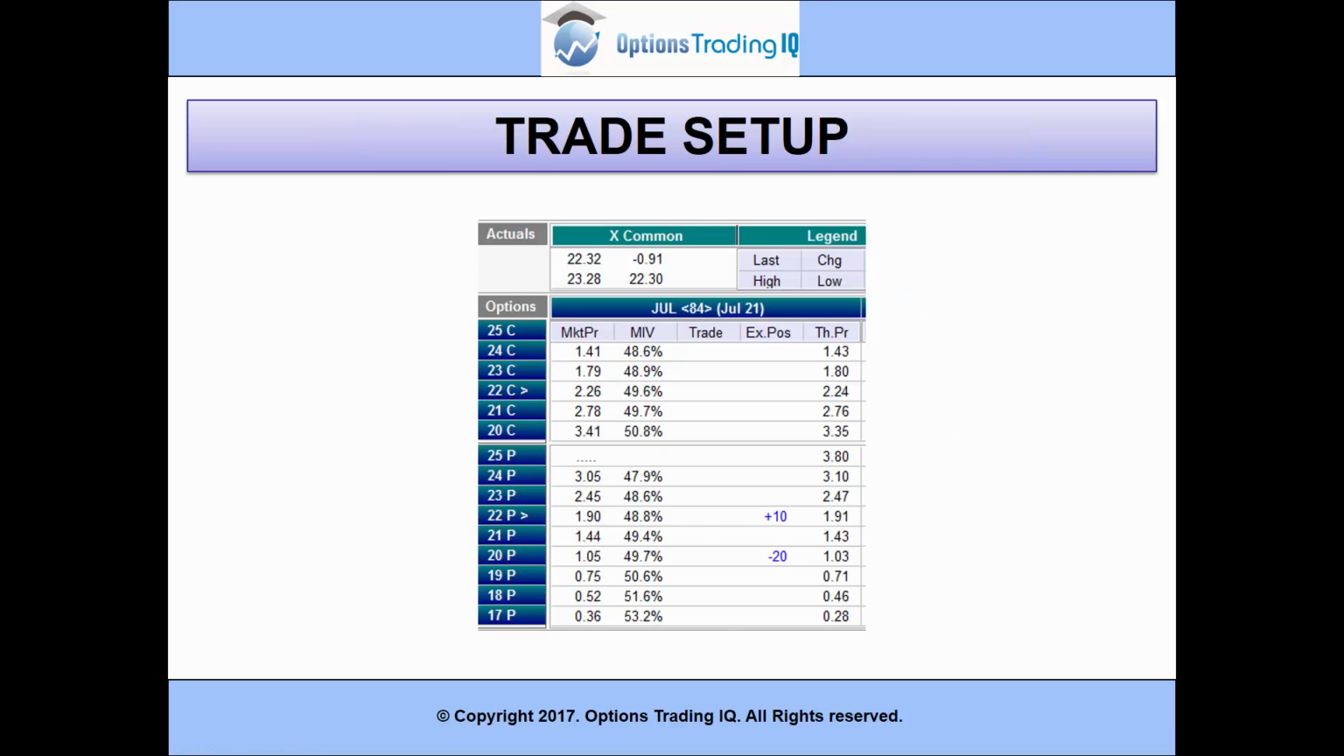Alright, so the trade on US Steel that I was talking about, here's the setup. This was from back in May. We went out to July. Stock was trading at 22.32. We bought 10 of the 22 puts for $1.90, and we sold 20 of the $20 puts for $1.05.